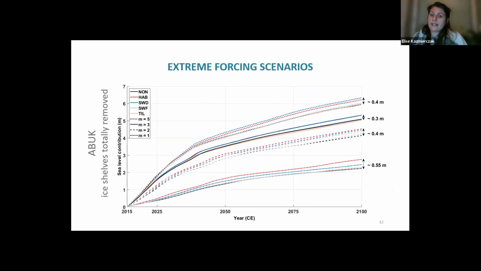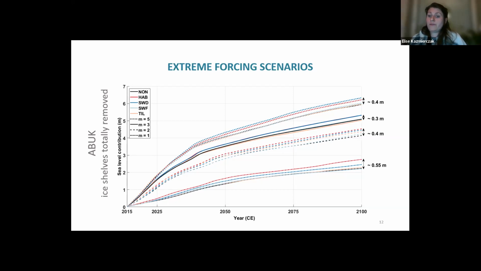On this figure, you can see the sea level contribution from 2015 to 2100 in the ABUK forcing scenario, so the scenario for which all the ice shelves are completely removed. Colors represent the subglacial hydrology: in black you have no subglacial water consideration, in burgundy the height above buoyancy, in dark blue the film of water linked by the subglacial water pressure, in light blue the film of water linked by the subglacial water flux, and in orange the till model. And the different dotted types represent the different sliding laws.